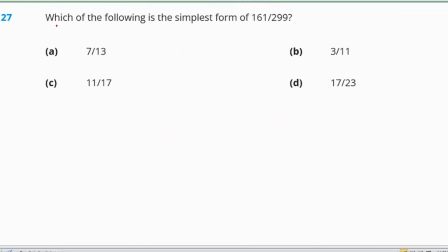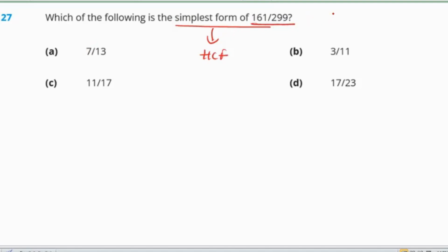Question number 27 is saying, which of the following is the simplest form of 161 by 299? And we already know whenever we need to convert anything into the simplest form, we need to find their HCF. After finding the HCF, we divide both the numerator and denominator by the same number to get the simplest form. The question is asking us to convert 161 by 299 into its simplest form.